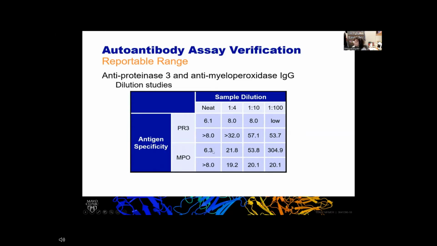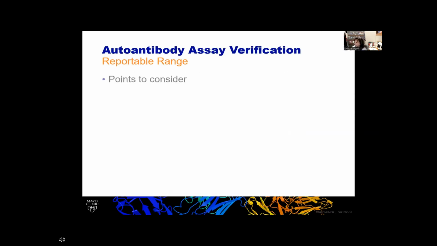This was not true for every myeloperoxidase antibody that we saw, because here we have a sample with a greater than 8 value on the neat sample. When we did the 1 to 4, 1 to 10, and 1 to 100, we saw very consistent results across those dilutions. So our take home from this is that the dilution responses may actually differ between patients or may actually differ between the antigen specificities. So what can I say about reportable range and how you verify that for autoantibody testing?